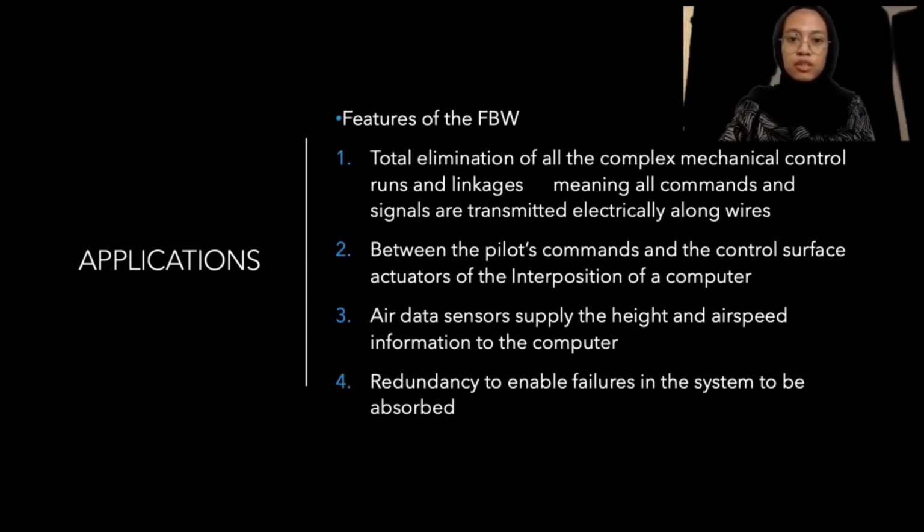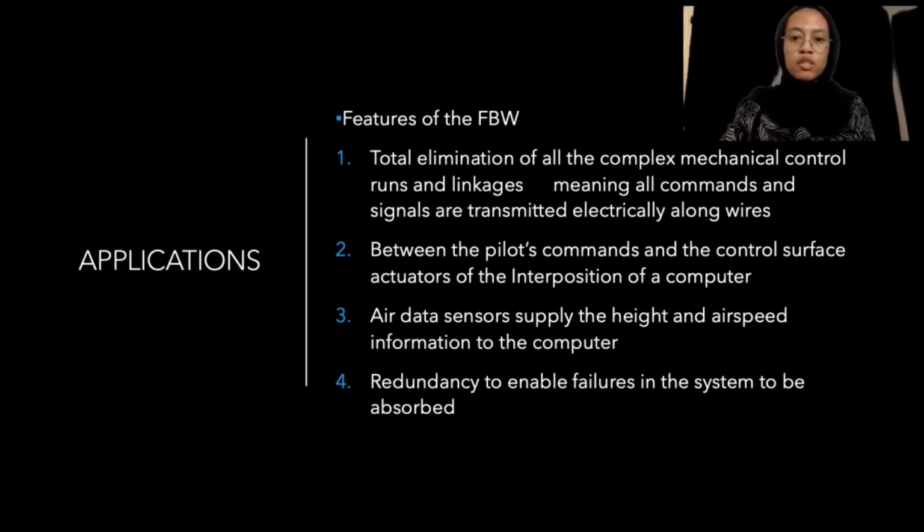Next, going to move to the features of the FBW. First is the total elimination of all complex mechanical control runs and linkages, meaning all commands and signals are transmitted electrically along wires. Hence the name fly-by-wire system. The pilot inputs do not move the control surfaces directly; the inputs are read by a computer to determine how to move the control surface, so they can achieve what the pilot wants.